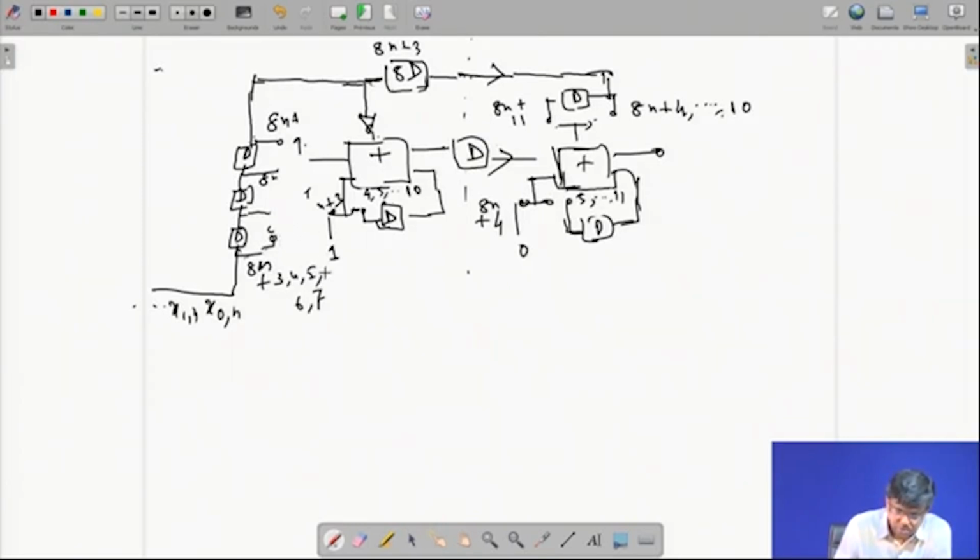This one switches to the next one. 8n plus 3, 4, 5, 10 here. This is 8n plus 3, 4, 5, 6, 7. This is 8n plus 8, 8n plus 9, 8n plus 10. This is the situation.